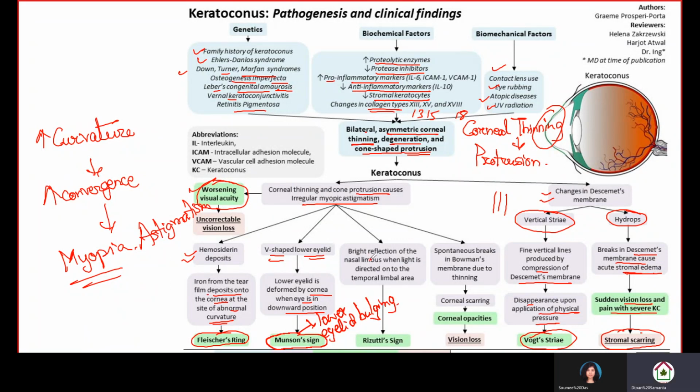Next, bright reflection of the nasal limbus when the light is directed onto the temporal limbal area, and that is called Rizzuti's sign. Then spontaneous breaks in Bowman's membrane occur due to thinning, and there will be corneal scarring. So there will be stromal scarring also, there will be corneal scarring also, leading to corneal opacities and vision loss.